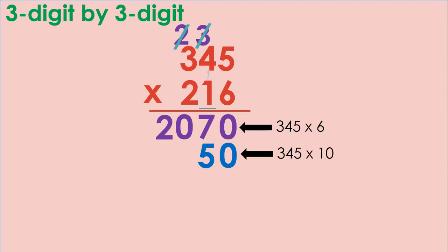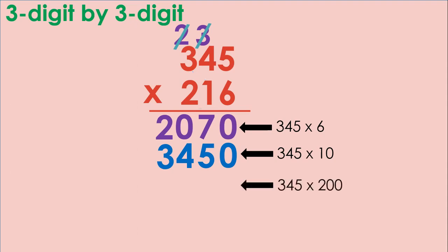Now we're going to be multiplying 10 times 4 tens, which is 400, which is why the 4 is in the hundreds place. Finally, we're going to multiply 10 times 300, which is 3,000, which is why 3 is in the thousands place. 345 times 10 is 3,450.